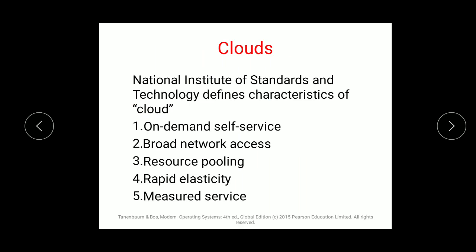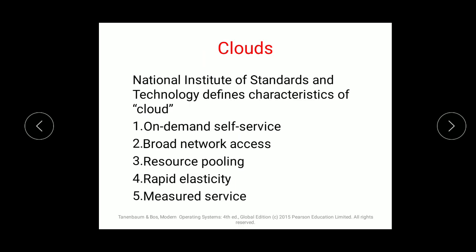So what are the characteristics of cloud? As per the National Institute of Standards and Technology, following are the five important characteristics of cloud. The first one is on-demand self-service. Users should be offered resources without human interaction. If I want to use my drive, I do not have to pay somewhere or ask somebody to access it. I just log in with my email ID and I can use my cloud service. When I want it, I have that service, that is on-demand self-service.